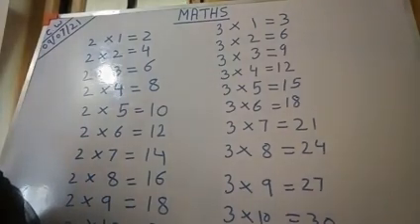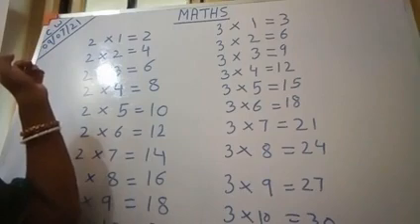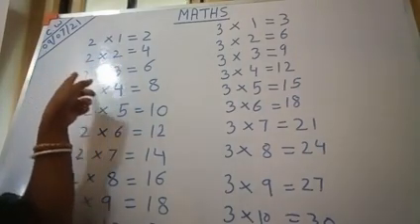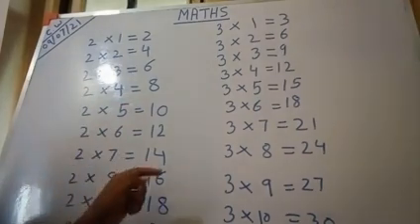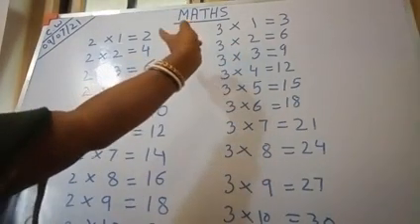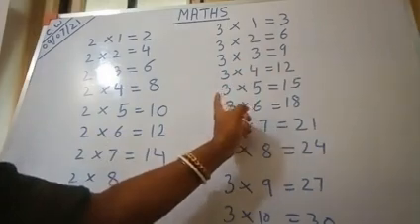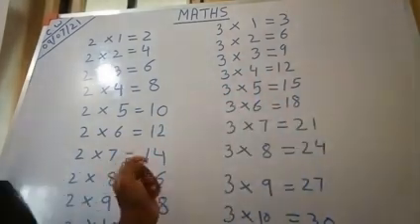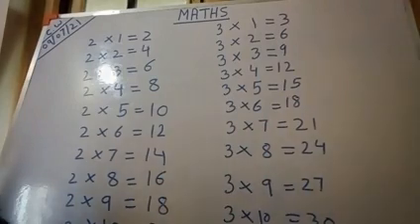So children, we have learned the 2's table. The 1's table you know very well. But you have to learn this 2's table. 2 ones are 2, 2 twos are 4, 2 threes are 6, 2 fours are 8, 2 fives are 10, 2 sixes are 12, 2 sevens are 14, 2 eights are 16, 2 nines are 18, 2 tens are 20. After that, we will see the 3's table. 3 ones are 3, 3 twos are 6, 3 threes are 9, 3 fours are 12, 3 fives are 15, 3 sixes are 18, 3 sevens are 21, 3 eights are 24, 3 nines are 27, 3 tens are 30.